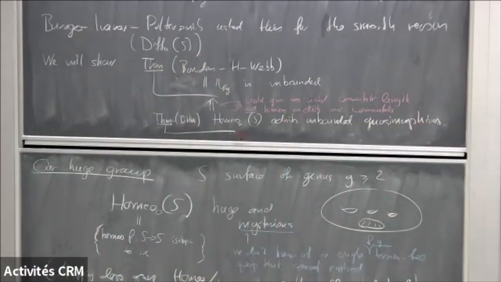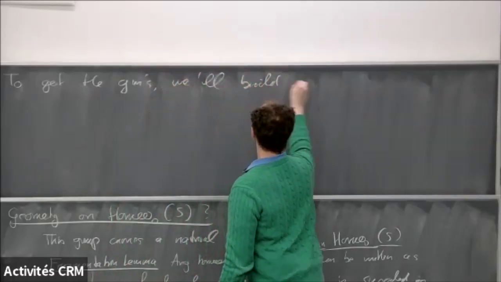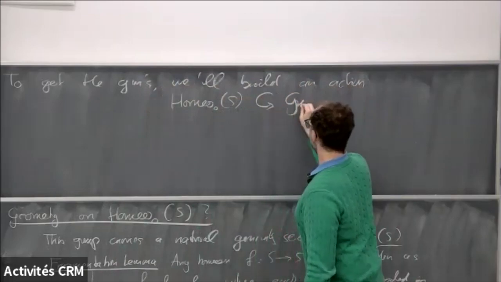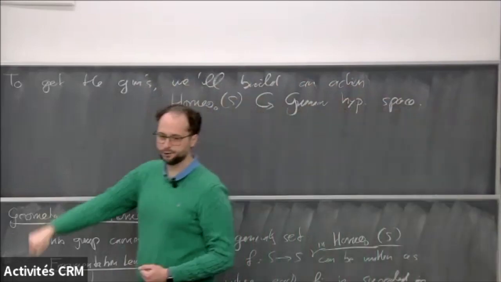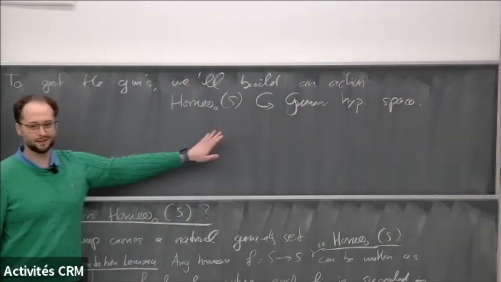Okay, how do you build a quasimorphism? I'm sure many of you here will know this, but geometric group theorists have actually become quite good at building quasimorphisms. And what you need for this is an action on a hyperbolic space. So to get the quasimorphisms, we'll build an action of Homeo_0 on some Gromov hyperbolic space. And then we will start to turn the crank on a powerful machine that takes in something like this and spits out a quasimorphism.